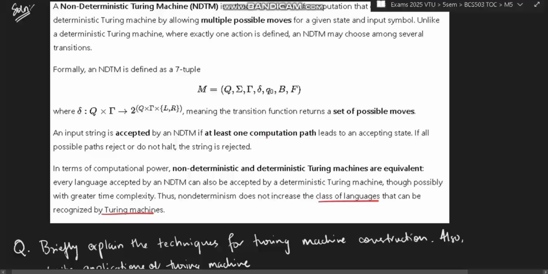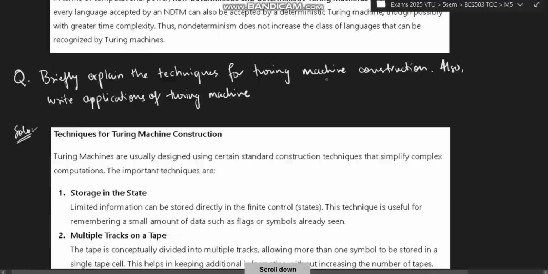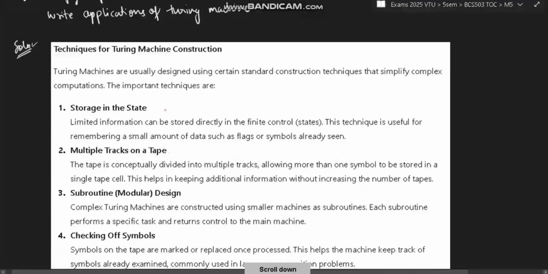Okay, next: briefly explain the techniques for Turing machine construction. Also write the applications of Turing machine. How do you construct the Turing machine? Okay, first one is the storage in the state. In the state, you will be having some limited information that can be directly stored in the finite control state. This technique is useful for remembering a small amount of data such as flags or symbols. In the finite control, you will be having some data which is lesser data, but that will be very useful data.